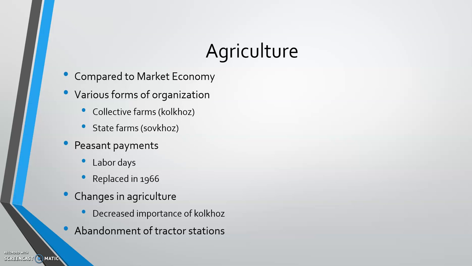The peasant payments were done with labor days, which meant you would complete a task and be assigned a labor day. At the end of the year, labor day values were calculated by comparing the total amount of labor days with income. This was replaced in 1966 with guaranteed wage. Some of the changes that happened over time included the kolkhoz importance decreasing while the sovkhoz importance increasing. In 1940, it was 78% kolkhoz, and by the mid-1980s, it was 44% kolkhoz. Also, machine tractor stations were abandoned and sold to farms, which allowed the farmers to have more control over their equipment.